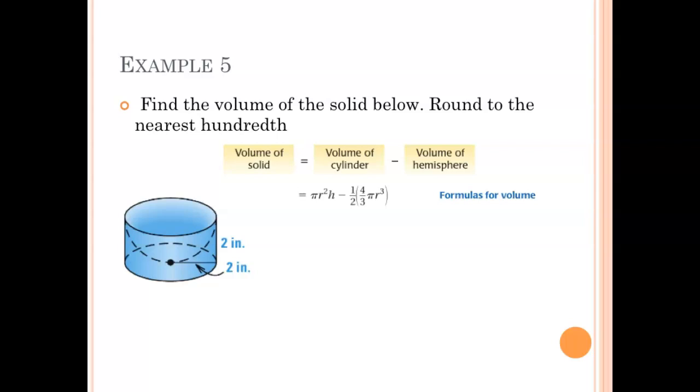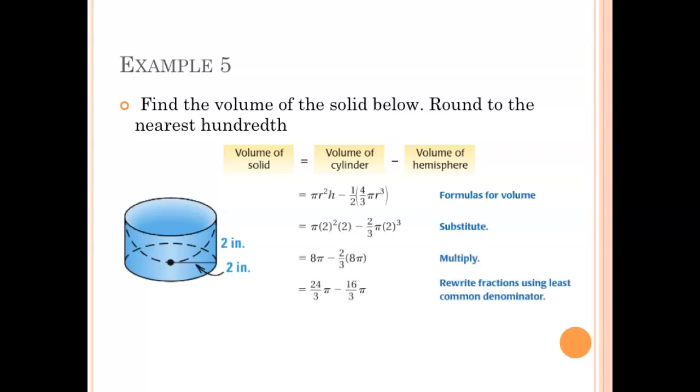Now we see here that the radius is 2, and the height is 2, so we can go ahead and plug those values in. So that'd be pi times 2 squared times 2, minus, and then the 1/2 times 4/3 becomes 2/3, and then pi times 2 to the third. So that's going to come out to be 24/3 pi minus 16/3 pi, which is 8/3 pi. So the volume of the solid is 8/3 pi, or if you multiply it out, it's going to be about 8.38 cubic inches.